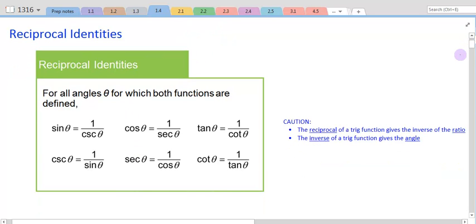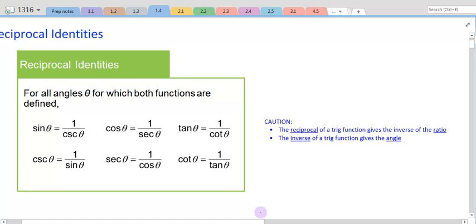Each of the 6 trig functions has a corresponding reciprocal value. So in other words, the sine of theta would be 1 over the cosecant of theta. Cosine of theta is 1 over secant theta. Tangent of theta is 1 over cotangent theta. So each of those 6 trig functions we've been discussing so far have a related reciprocal value.